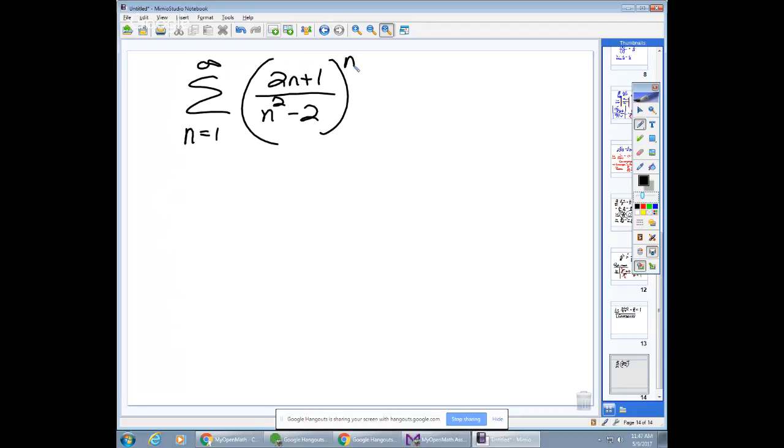This is a rather complicated sucker because I have n's in the base and n in the power. And when we saw stuff like this back in Calc 1, we had to do logarithmic differentiation, which is a nightmare. Well, that's not a nightmare, but it's just a lot of work.